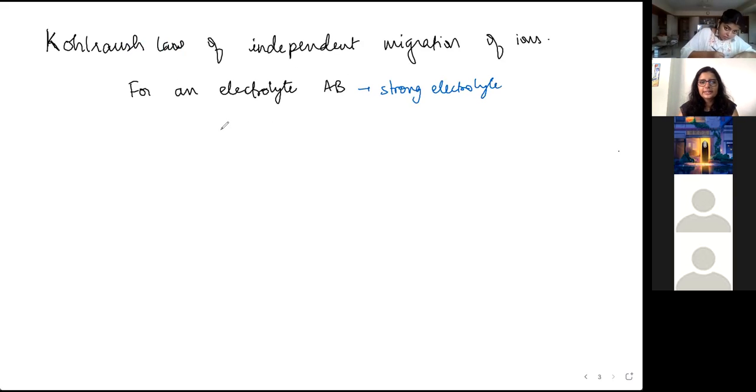What Kohlrausch said mathematically is that the limiting molar conductivity of AB as an electrolyte is equal to the individual contributions of the cation and anion. So this is equal to the individual contribution to conductivity of A plus and the contribution of B minus, the cation and the anion. Okay.